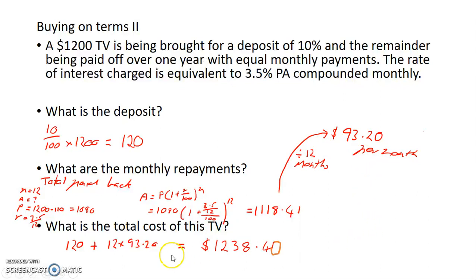So what is the total cost of this TV? We paid $120 deposit, plus we paid 12 repayments of $93.20, which gave us a total value of $1,238.40. I rushed through that pretty quick because I can only make these go for 15 minutes before I have to buy the program. You can go back and rewatch things if you need to.